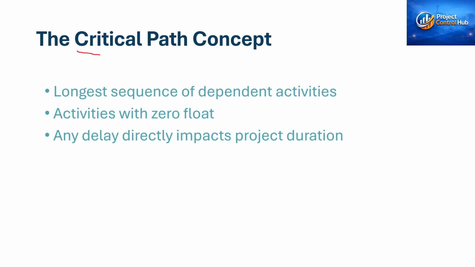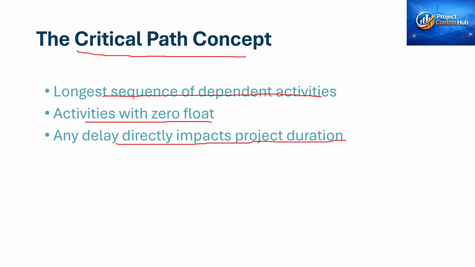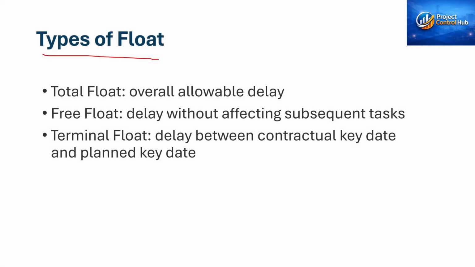First, we need to understand the critical path concept. The critical path is the longest sequence of dependent activities, which is the shortest duration in which the project can be completed. They all have zero float, and if there is any impact on the activities on the critical path, that will directly impact the project duration. So we should not delay the activities that are on the critical path. We need to look at those paths and those activities. In the project, we have three types of float.